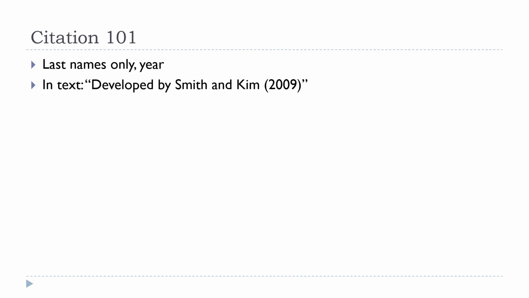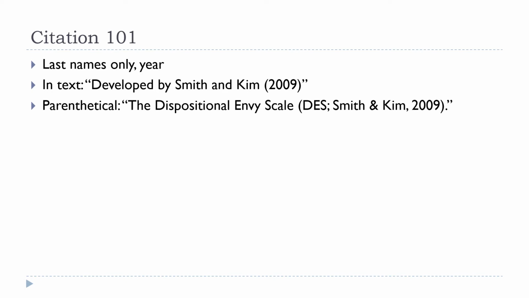The first is an in-text citation, where you're talking about the authors as a natural part of the sentence. So for example, if you say, this measure was developed by Smith and Kim, that's just a normal sentence where you're mentioning the author's names, once again, last names only. And then if you put the year in parentheses following, that would be a full citation. It includes the author's last names and year. You're set to go.